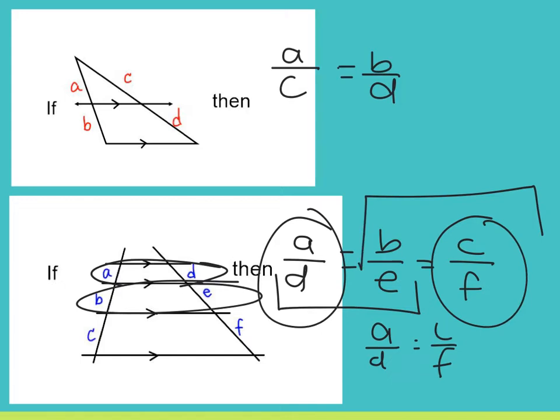Sometimes kids see three in a row and they kind of freak out. They don't know how to solve it. Just work with two at a time.